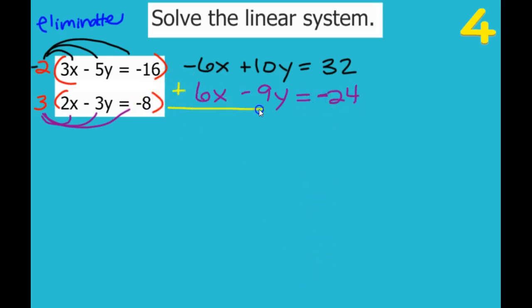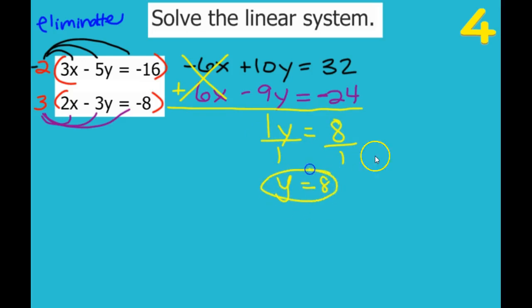So let's add these equations together. 6 plus negative 6 eliminates. 10 minus 9 is just 1y. And 32 minus 24, if you're not sure, count up from 24. From 24 to 30 is 6, plus 2 more is 8. If we divide by 1, that doesn't change our answer. Y is still 8.